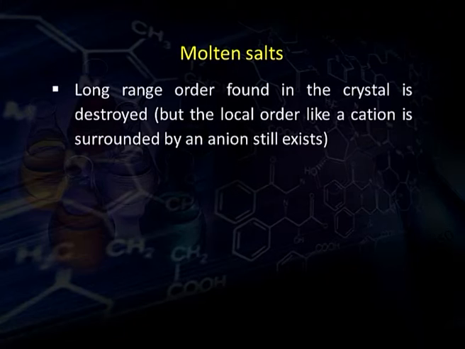Second, the long range order found in the crystal is destroyed. Long range order means if we look at a crystal in the solid form, throughout the crystal it is very orderly arranged. Everywhere a single positive ion is surrounded by the same number of negative ions. Suppose the coordination number is 6. So, we can say the positive ion is surrounded by 6 negative ions throughout the crystal. Similarly, the negative ion will be surrounded by 6 positive ions throughout the crystal, and this order persists throughout the crystal. So, we call it long range order.